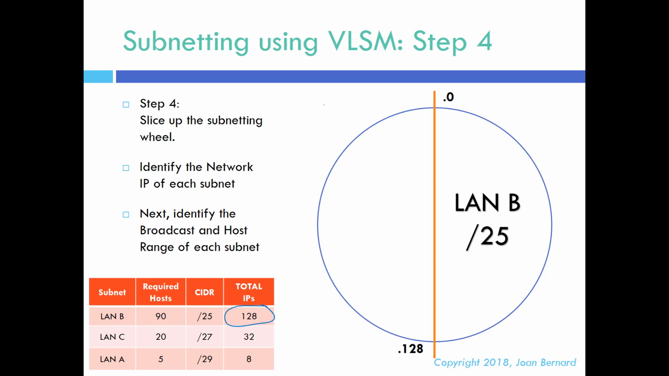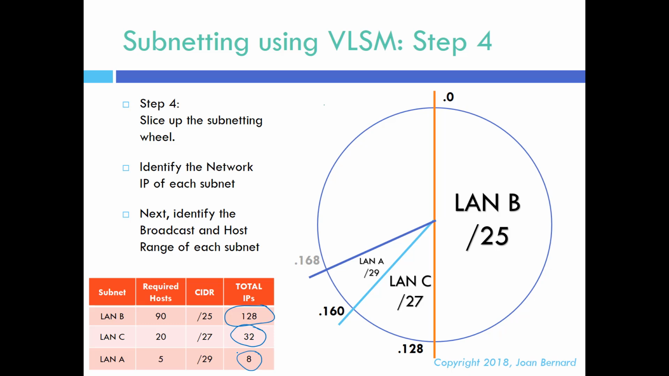Now I'm going to figure out what I need to do from here. So LAN C is coming up next. It needs a total of 32 IP addresses. I add 32 to 128. 128 plus 32 gives me 160, which is the network IP for my next subnet. So now I've kind of got LAN C delineated there. So LAN C is a /27. And now I'm going to take a look at LAN A. LAN A is going to be a /29. It requires 8. So I'm going to take 160 plus 8, and that would give me 168. That would be the IP address for the next subnet.